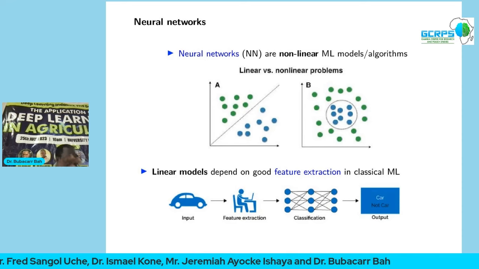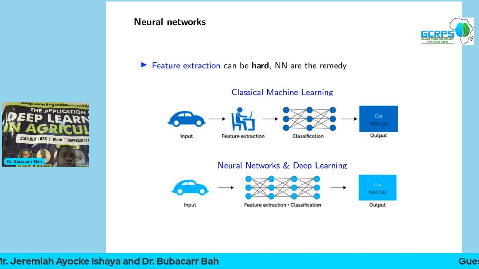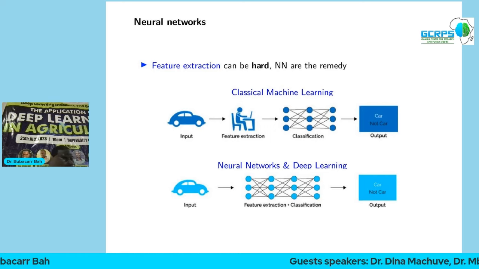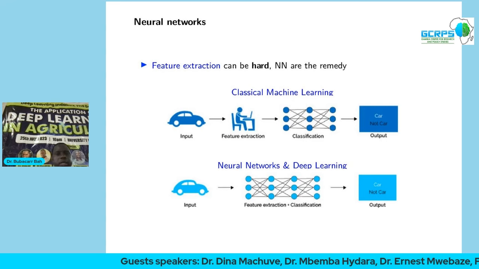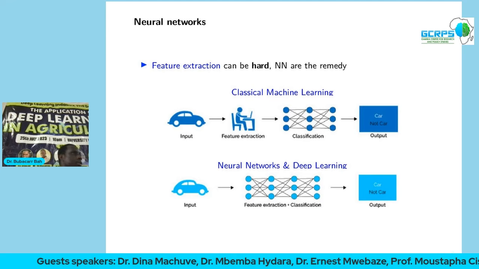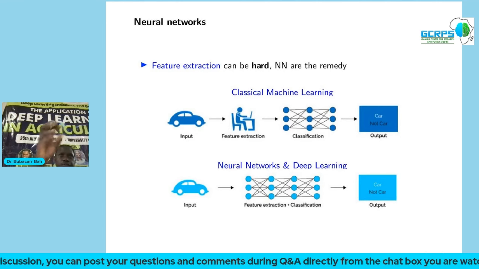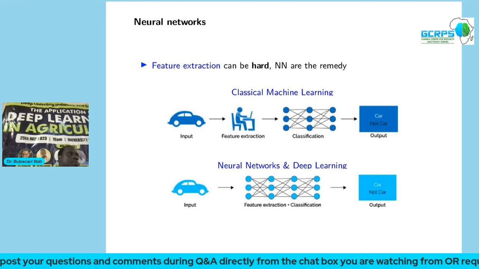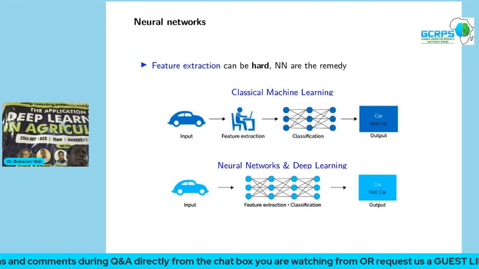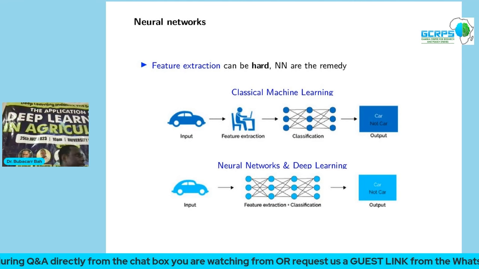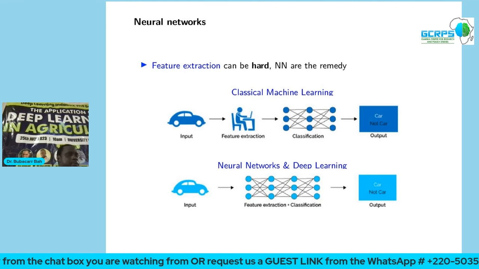But traditionally, these linear models would require you to do a feature extraction where you take the input. For instance, here is a good example. You have a car. What makes a car different from a human being? You look at it, it must have four wheels, for instance. It must have a windscreen. It must have windows, glass windows, and all this stuff. These are the little features that you put together to be able to classify a car as a car and something else that is not a car, right? So these are the features that you extract.